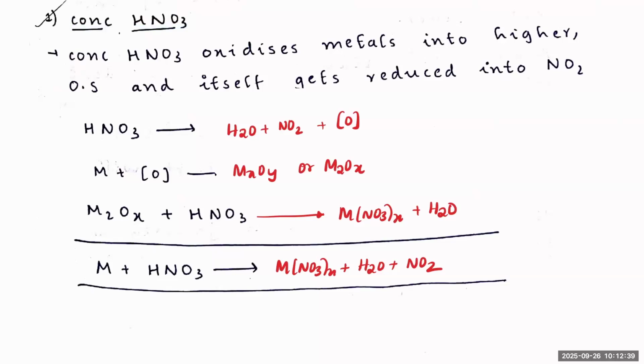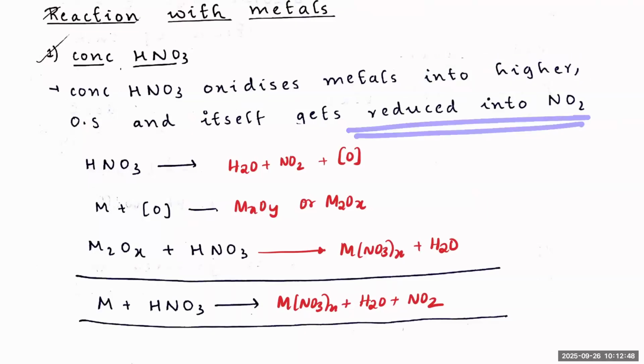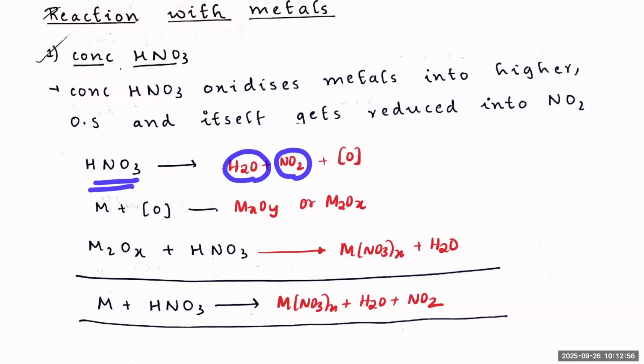If you take concentrated HNO3, what will it do? Concentrated HNO3 oxidizes metals into a higher oxidation state and itself gets reduced into NO2. For example, if I take HNO3, it will convert itself into H2O, NO2, and nascent oxygen. But why nascent oxygen? The nascent oxygen is the part which will oxidize the metal or non-metal, whichever we are reacting it with.